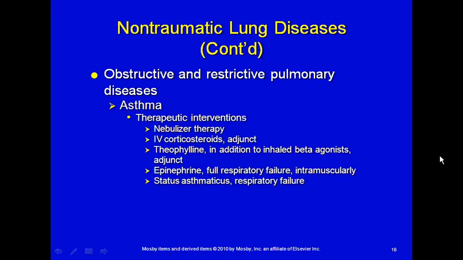Be alert for status asthmaticus, and that certainly is an asthma attack that doesn't break with standard therapies, and look for signs of respiratory failure. Respiratory distress, they're going to be working hard and have all those signs and symptoms, but when their mental status changes, then we're thinking more about respiratory failure, and we have to be more aggressive with that than we are with distress. Okay, moving on to the next slide.